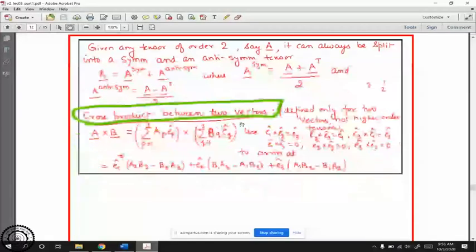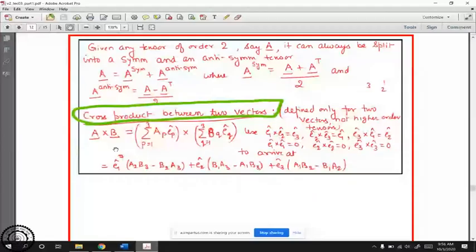Cross product between two vectors. Now, mind you, cross product is defined only for vectors. Cross products are not defined for tensors. If any of the participating tensors is of order greater than 1, it's not defined. It's defined only for vectors. And you are familiar with this.